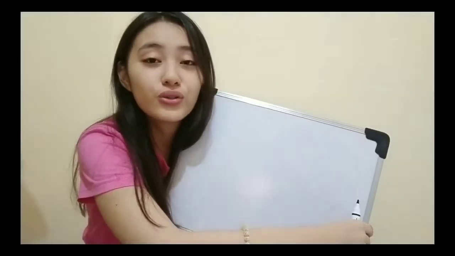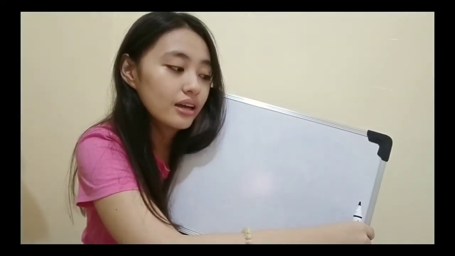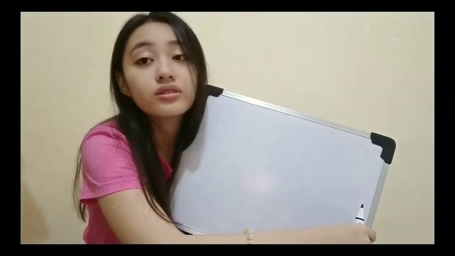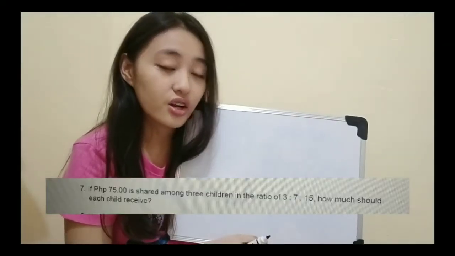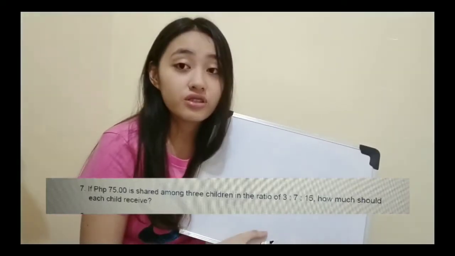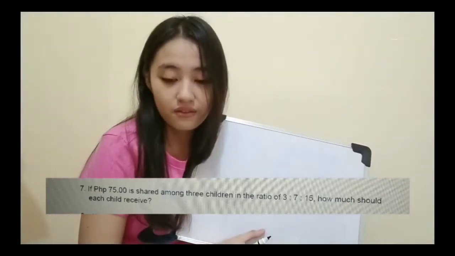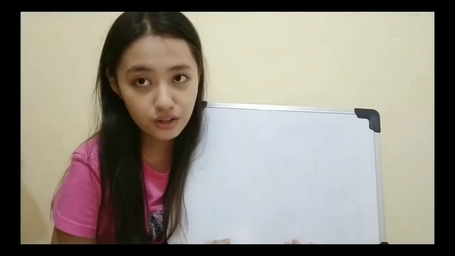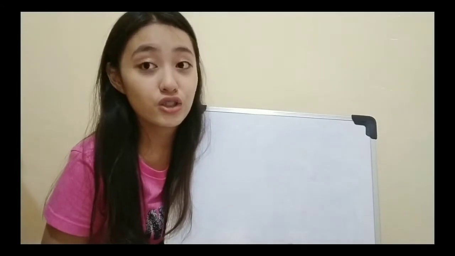So now let's move on to topic number 2, which is all about ratio and proportion. The item that I chose in this topic was number 7, which says that if 75 pesos is shared among 3 children and the ratio is 3 is to 7 is to 15, how much should each child receive? So this is under partitive proportion because of the presence of 3 is to 7 is to 15.